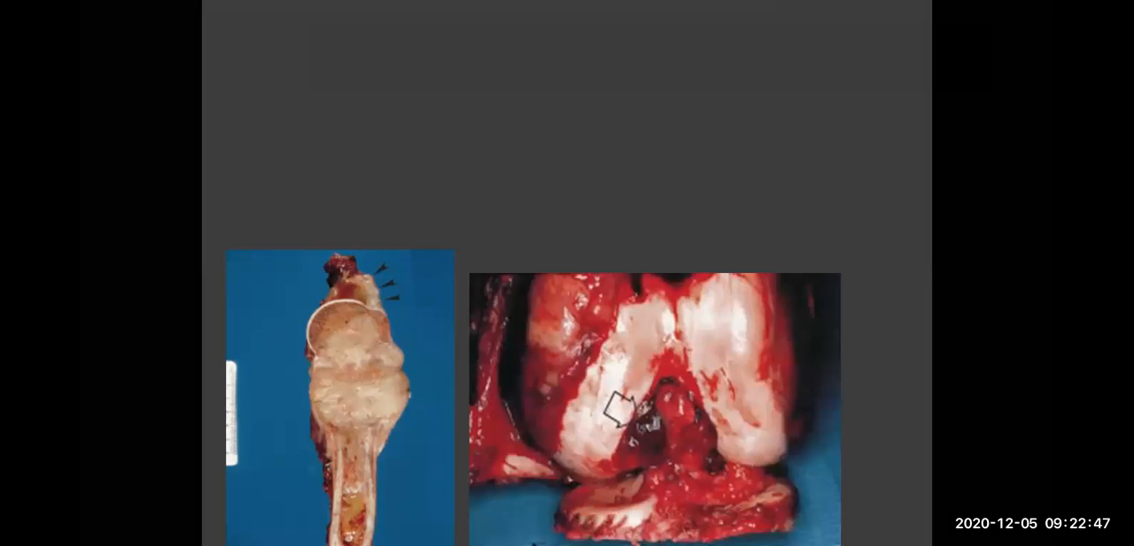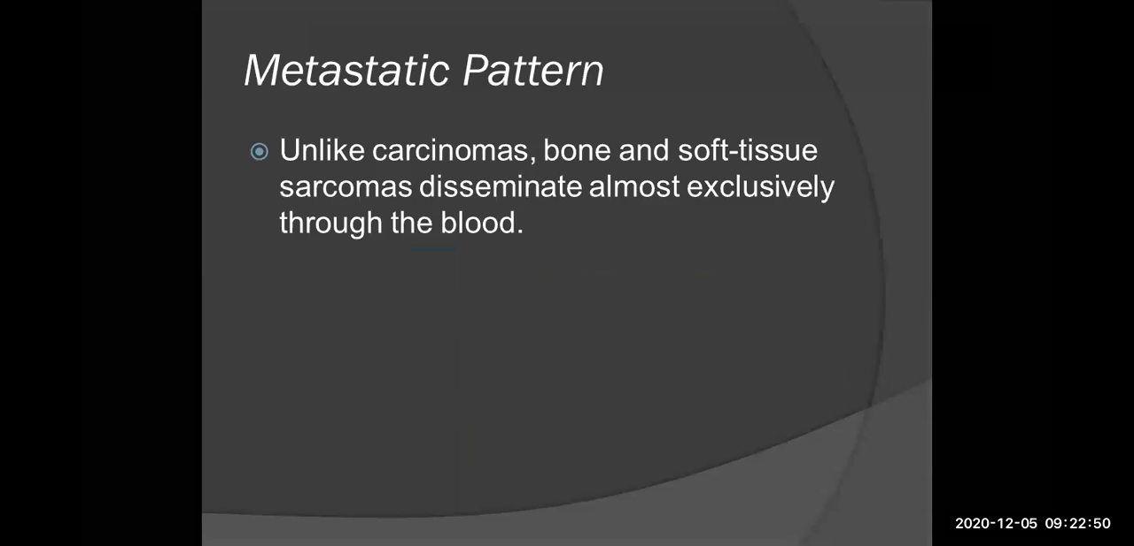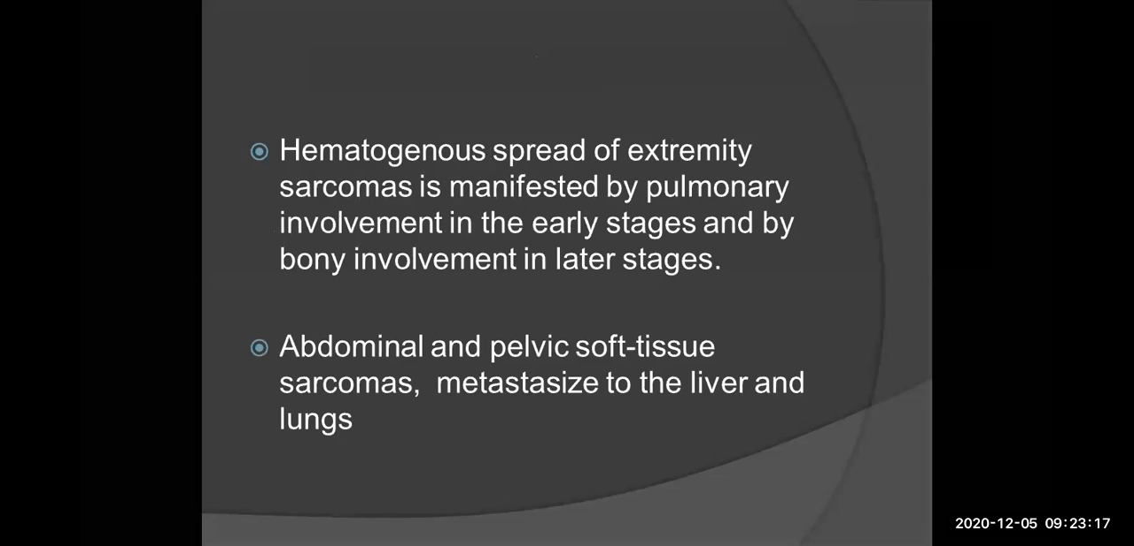These are examples. Now we talk about metastasis. Metastasis of sarcoma, unlike carcinomas, is through blood vessels, hematogenous. Hematogenous spread. In carcinomas, the main way of metastasis is lymph nodes, lymphatic vessels. Okay. Hematogenous spread of extremity sarcoma is manifested by pulmonary metastasis. That's why we said CT lung is mandatory. CT lung.